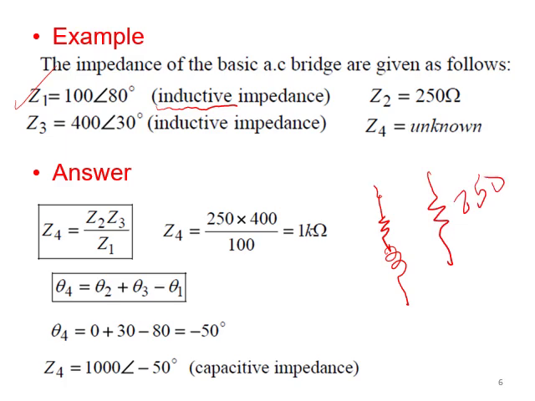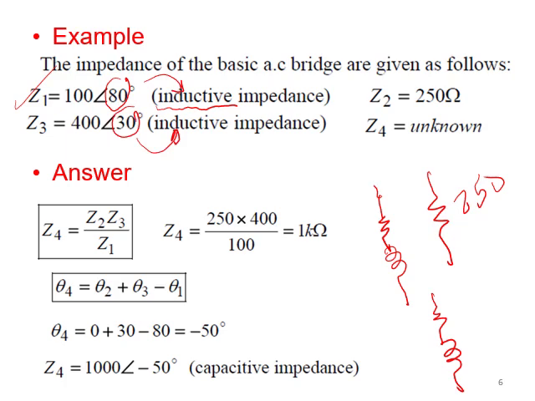Z3 is 400 angle 30. That means it's an inductor, so it's a resistor with an inductor. How do I know this? Because here the angle is positive, it means it's an inductor. Okay, inductor with resistor, I mean.